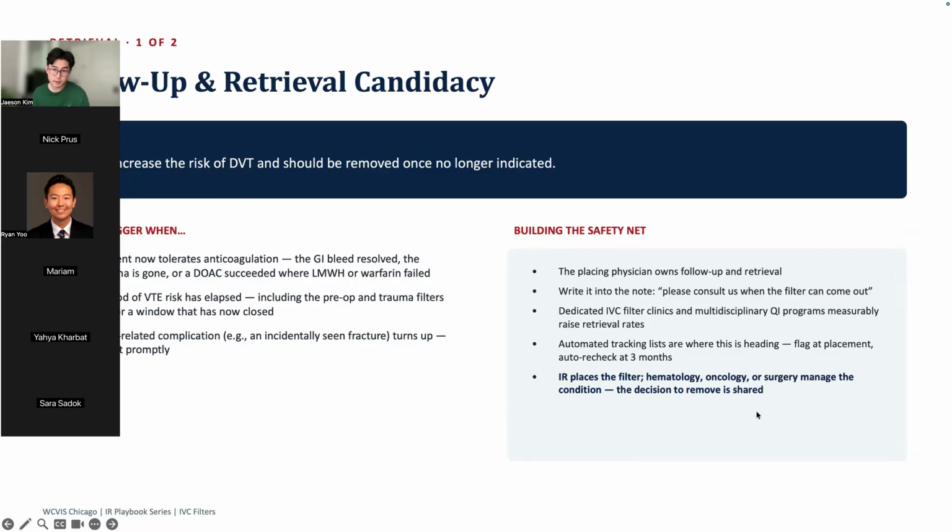And one last nuance here. Removing a filter isn't always the right call. If a patient is very sick and another procedure doesn't fit in with their overall goals of care, you don't have to force it. Again, it's about the whole patient and not just the filter.